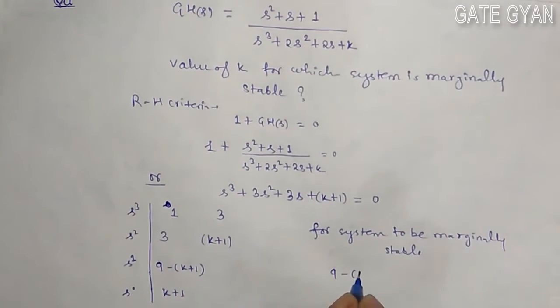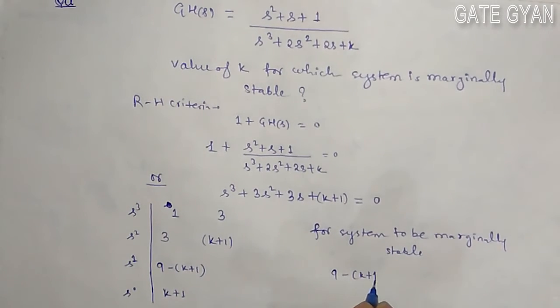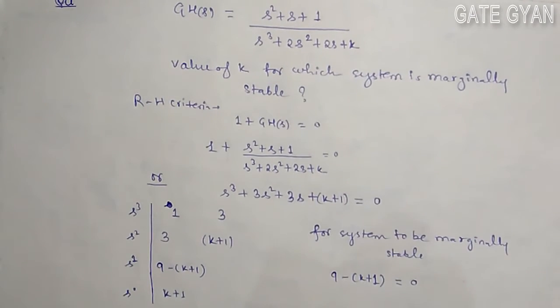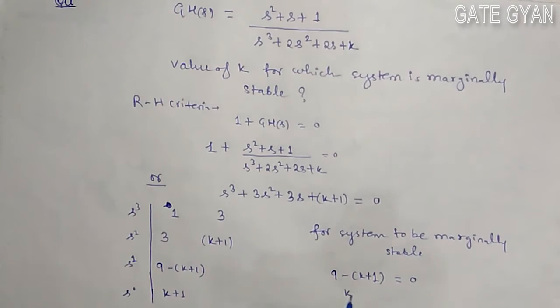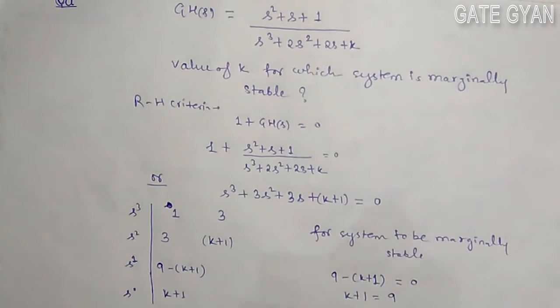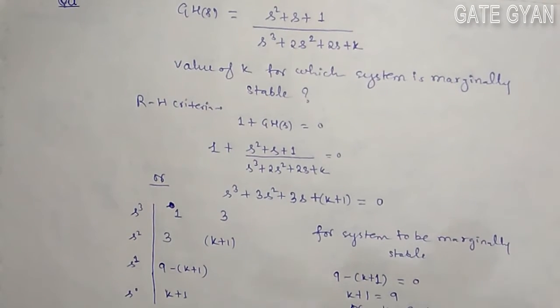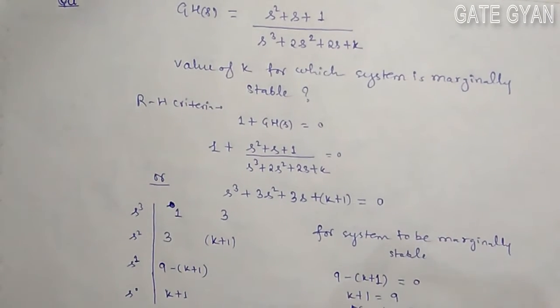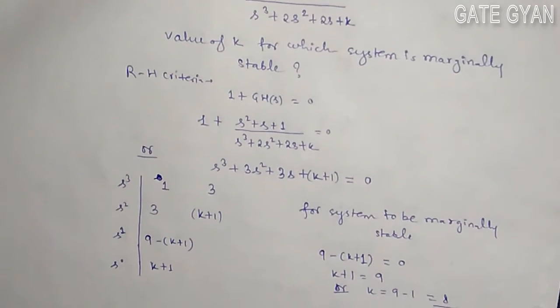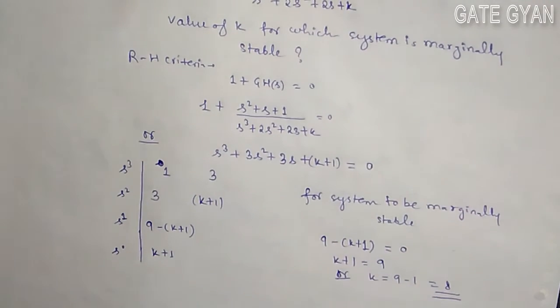So this 9 minus (K plus 1) is going to be equal to 0, which implies that K plus 1 is equal to 9, or we can say K equal to 9 minus 1, that is equal to 8. So our answer is going to be 8.